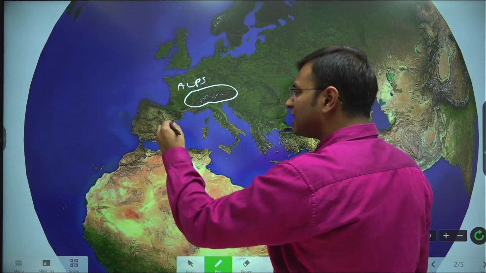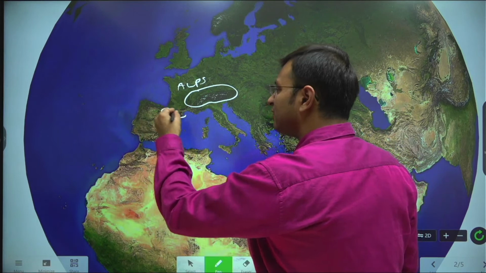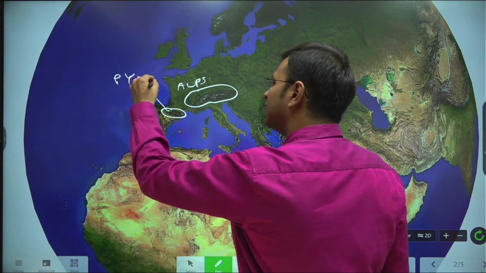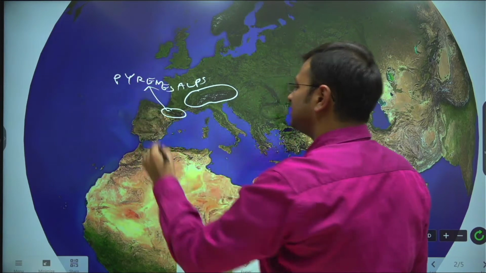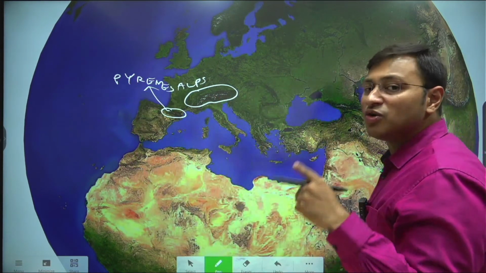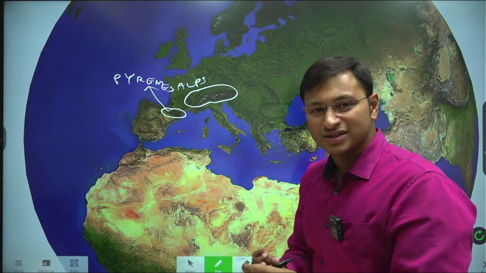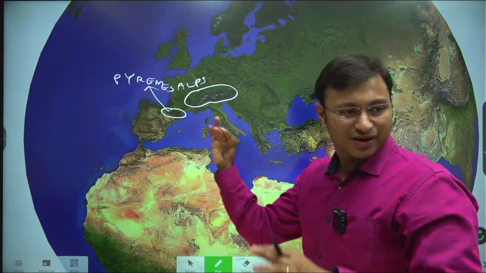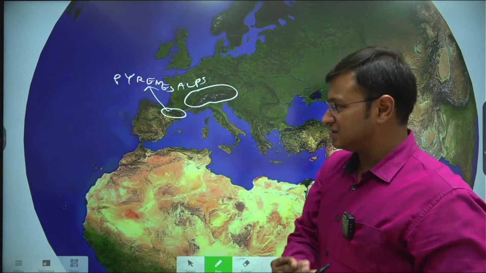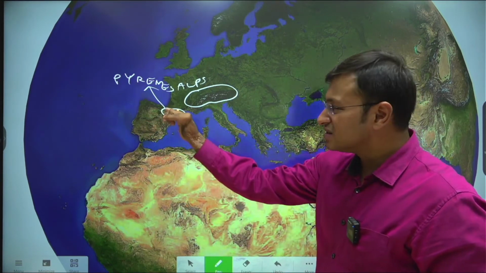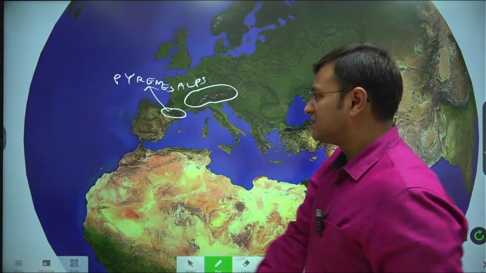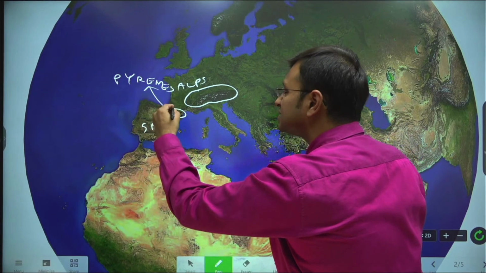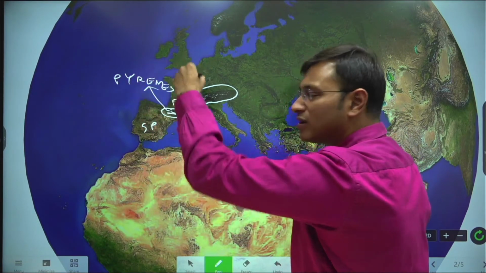And besides the Alps, in Spain you will have a mountain range called the Pyrenees. So Pyrenees, Alps. Here you also have other mountain ranges called Jura and Vosges, but let's not go into details of it right now. We'll discuss the major mountain ranges. The Pyrenees border Spain and France. So this border which you are seeing is the border between Spain and France.